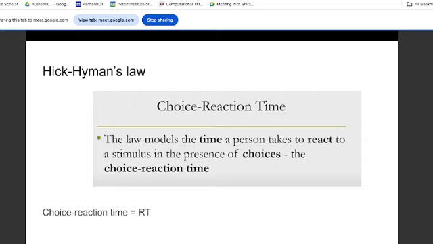So this is the recap. Now we begin with Hick-Hyman's law. It is for calculating the choice reaction time. The law models the time a person takes to react in the presence of a stimulus that presents a lot of choices. If given a lot of choices, how much time will I take to make the choice that I want to make and react on it? That is the choice reaction time. It is also represented by RT.